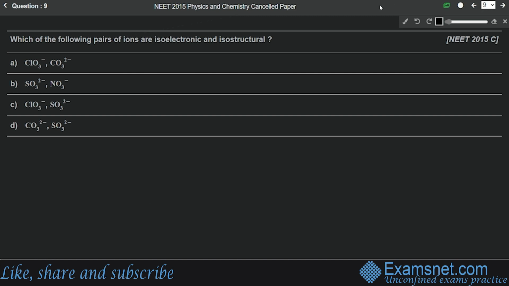Question number 9 is from the chapter Chemical Bonding and Molecular Structure, and the question is which of the following pairs of ions are isoelectronic and isostructural? That means they have the same number of electrons and they have the same structure as well.